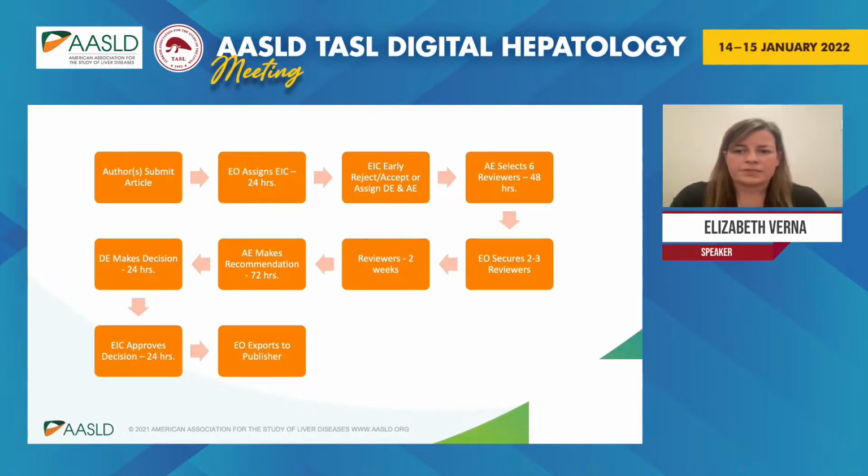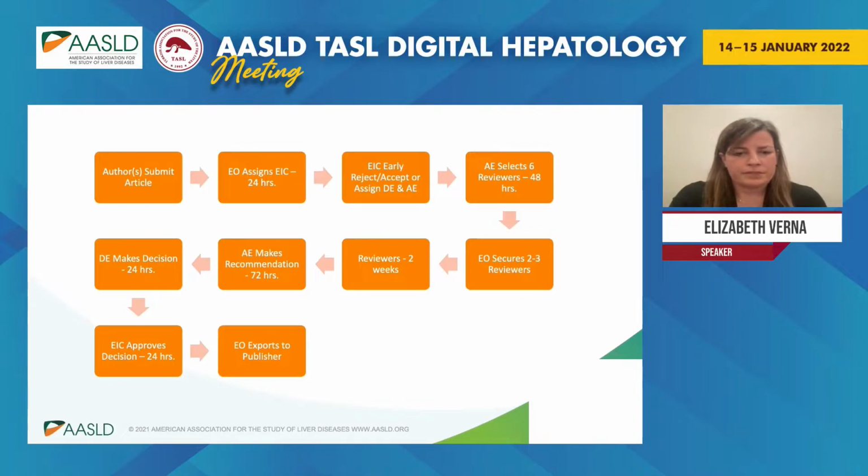If they decide to proceed, they then assign it to an associate editor, who then assigns a number of different reviewers. They continue to assign reviewers until at least 2 agree to submit reviews. And when the reviews are submitted back to the associate editor, they make an initial recommendation. That recommendation goes back to the deputy editor. The deputy editor makes a recommendation that goes back to the editor-in-chief, and the editor-in-chief then finalizes the recommendation.